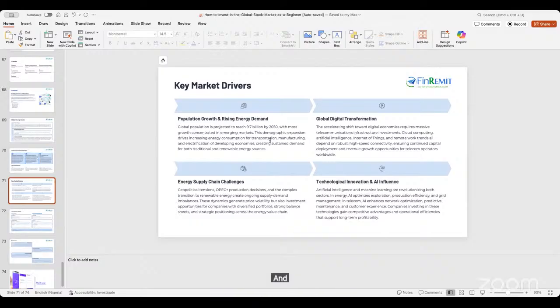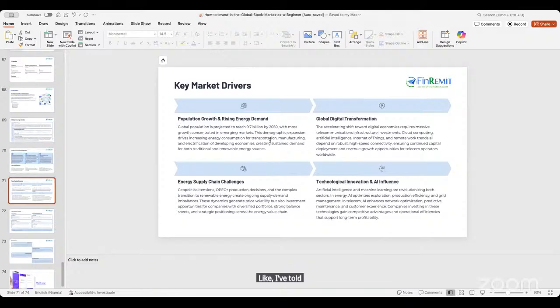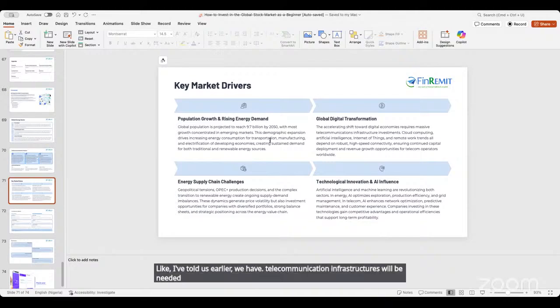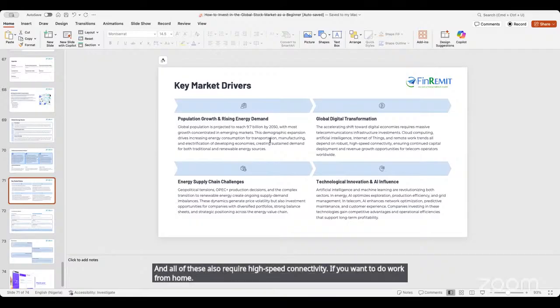And like I've said earlier, if you don't have money to invest in large numbers, you can begin to invest in existing companies that are doing well in this area. Like I've told us earlier, telecommunication infrastructure will be needed for cloud computing, artificial intelligence, Internet of Things, and remote working. We all know how remote working is trending now, and all of these also require high-speed connectivity. If you want to work from home, you have a job in Canada, you are doing it from Nigeria, you need high-speed connectivity. So someone needs to invest in this.